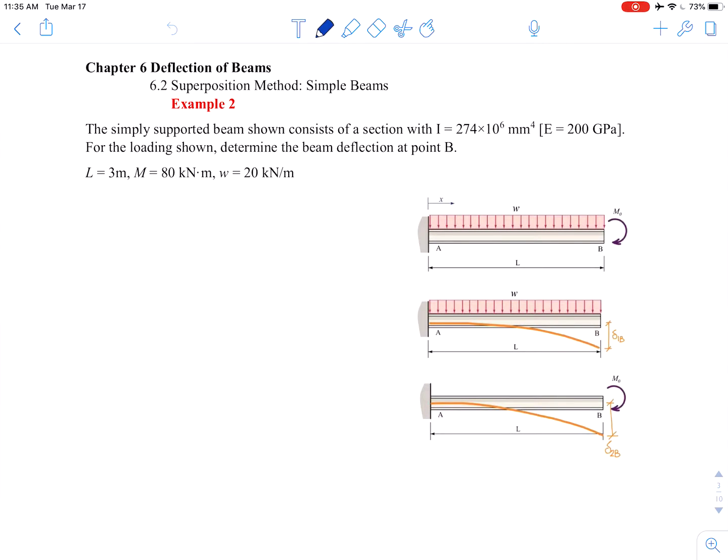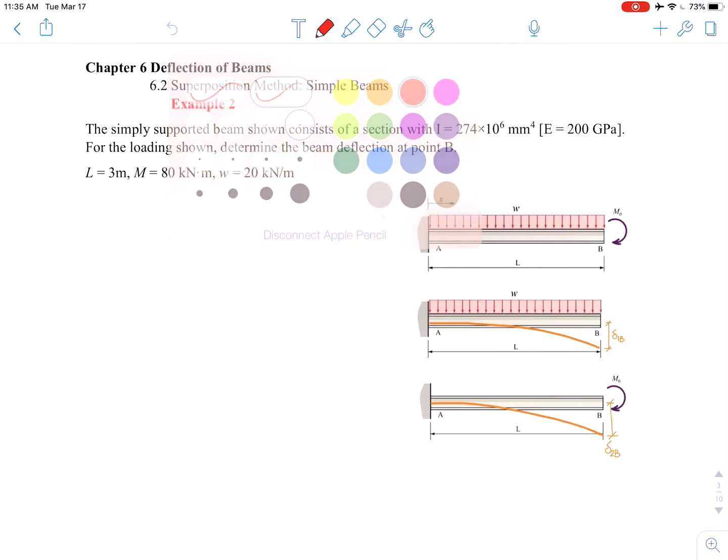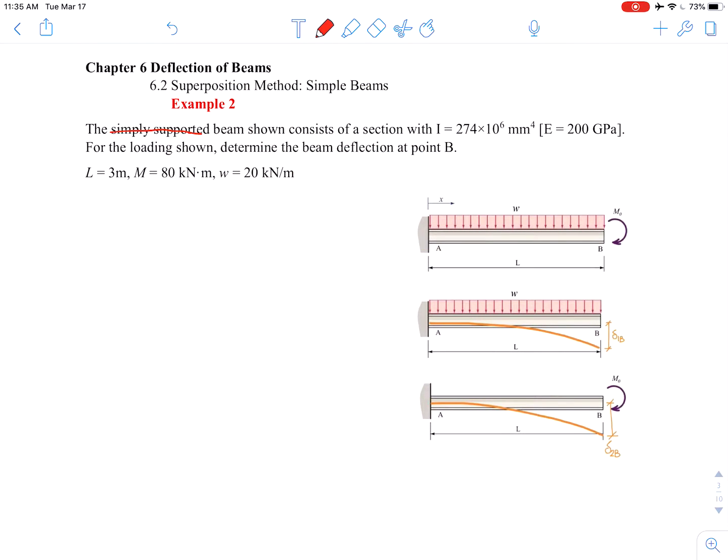Example 2. Here a simply supported, here should be a cantilever beam, okay? A cantilever beam shown consists of a section with I value that has been given, and the modulus E is given. So for the loading shown, determine the beam deflection at point B.